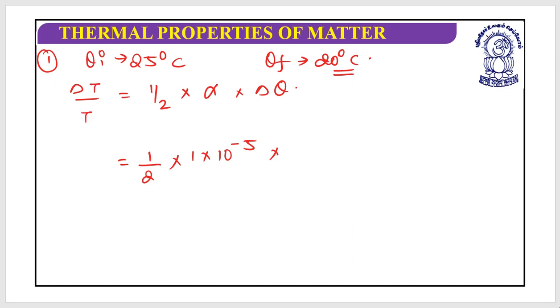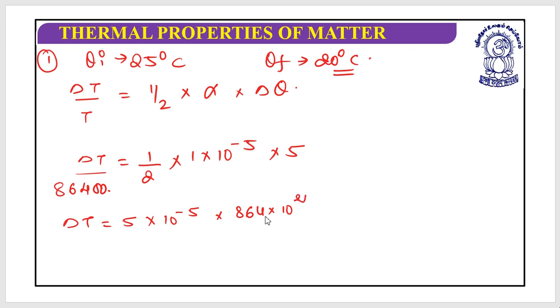It's delta t by t equals half alpha delta theta. Here delta theta is 5, and delta t by t, where t is the total number of seconds per day. How many seconds per day? It's 86400. I hope you remember this. So delta t is equal to 5 into 10 to the power minus 5 multiplied by 864 into 10 to the power 2, divided by 2. I hope this is clear.